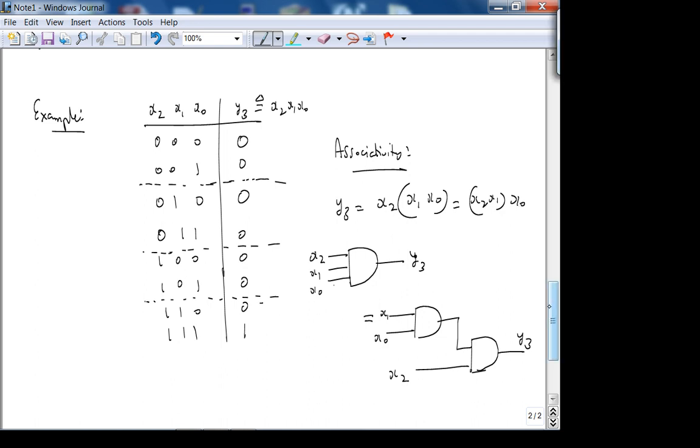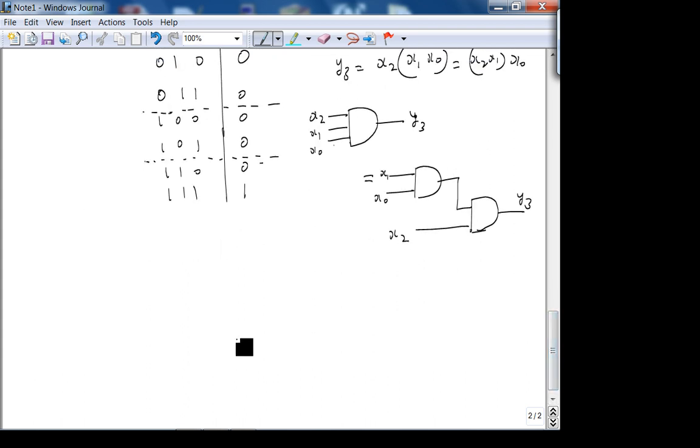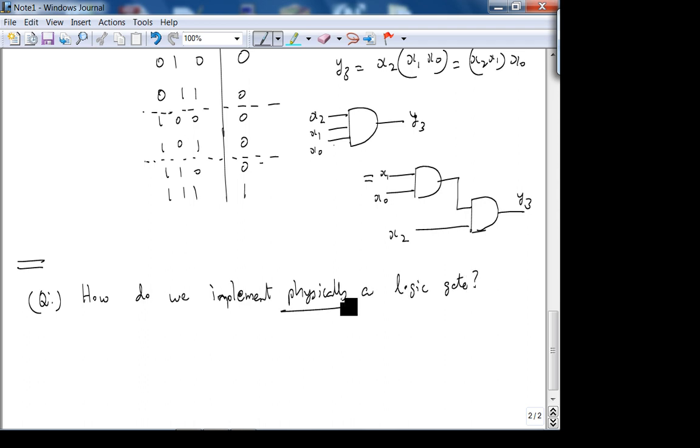Let's get into transistors. I want to get into delay propagation today, but let's get into transistors first. But before we get into them, a natural question is, how do we implement physically a logic gate? How do we translate this picture into a physical circuit in our case?